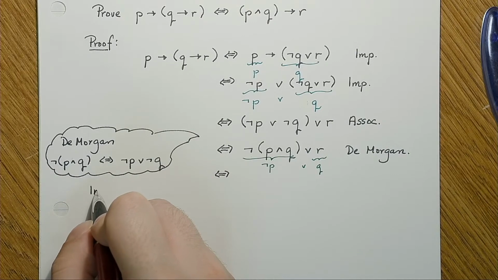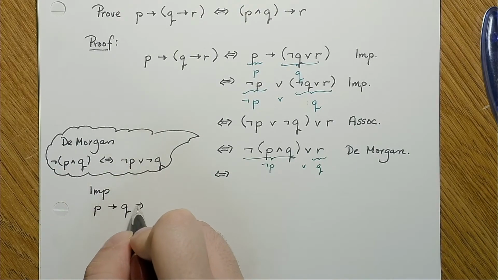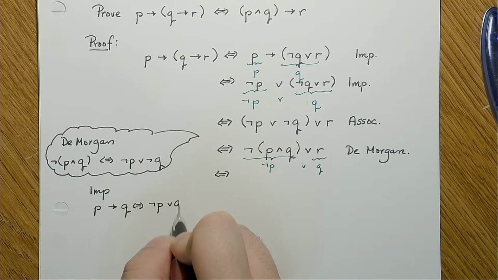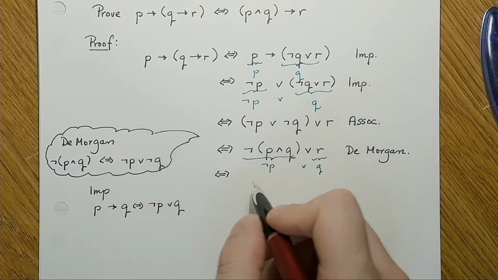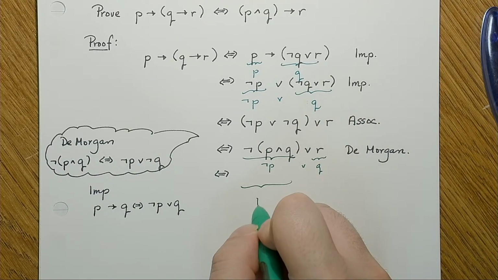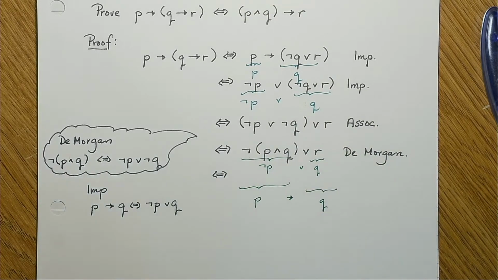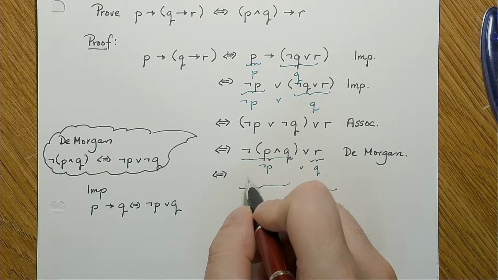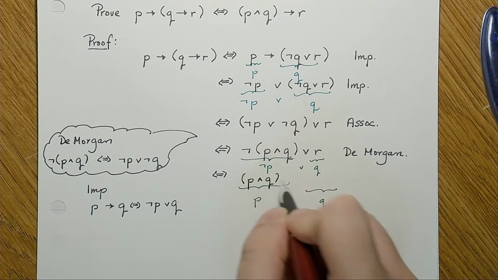So the implication, like I was saying, P implies Q is logically equivalent to not P or Q. I have this, which means I can rewrite it as P implies Q. So there's P implies Q. So that is P implies Q.